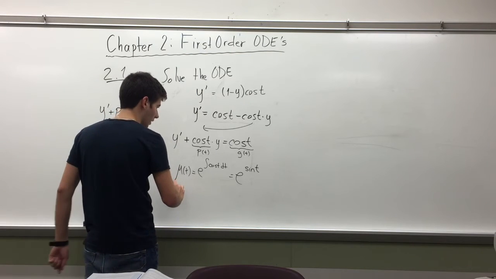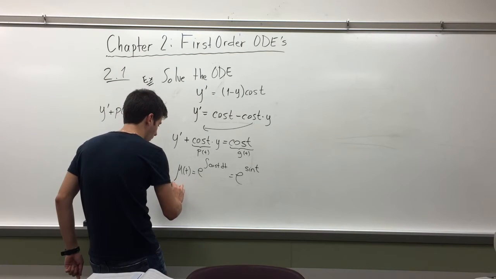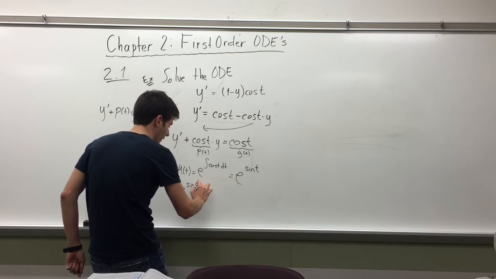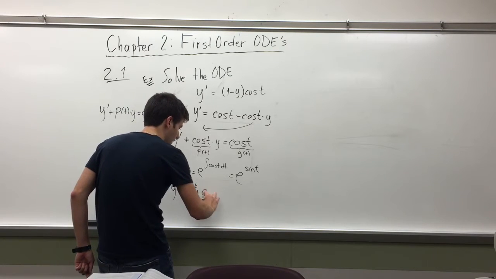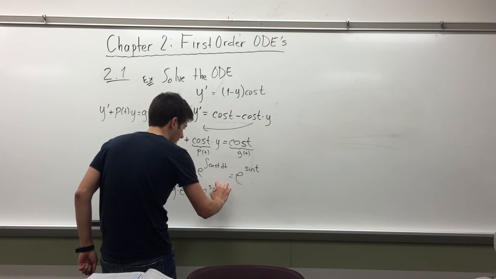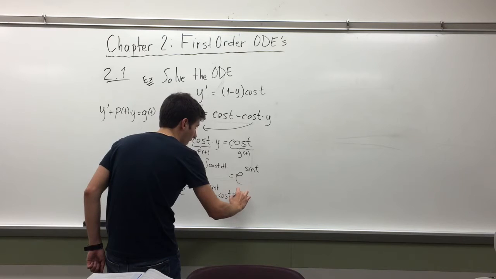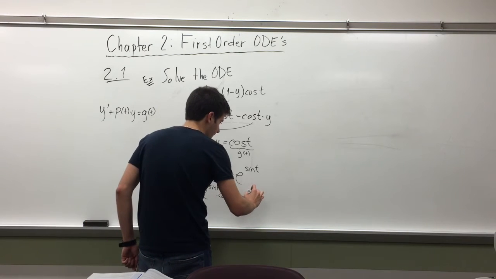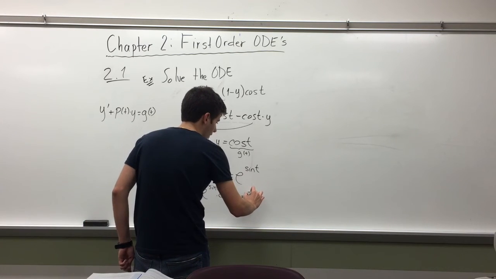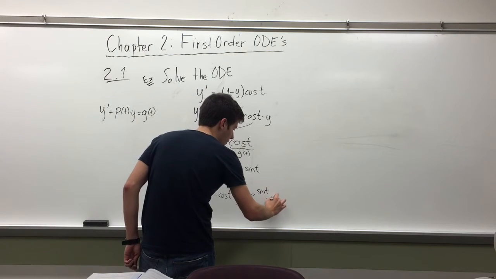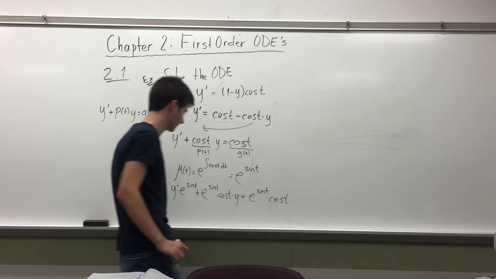We're going to have y prime times e to the sine of t plus e to the sine of t times cosine of t times y equals e to the sine of t times cosine of t.